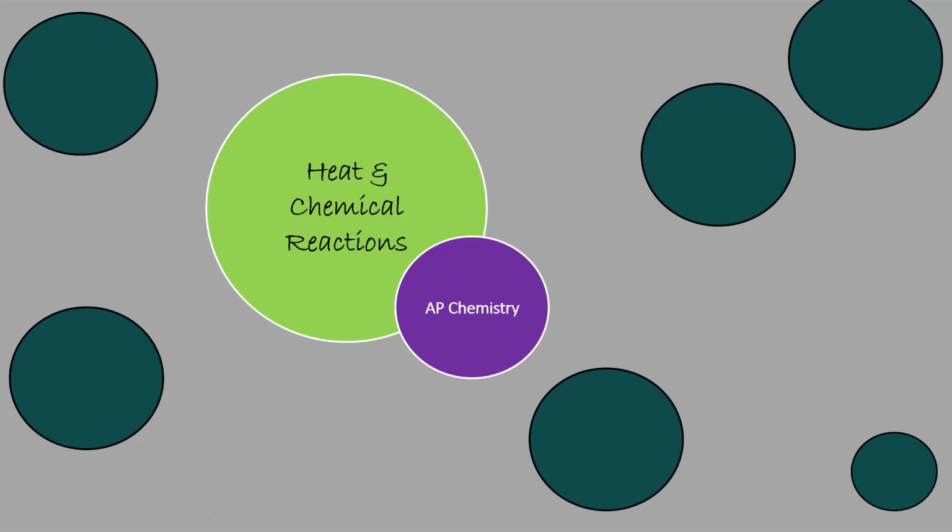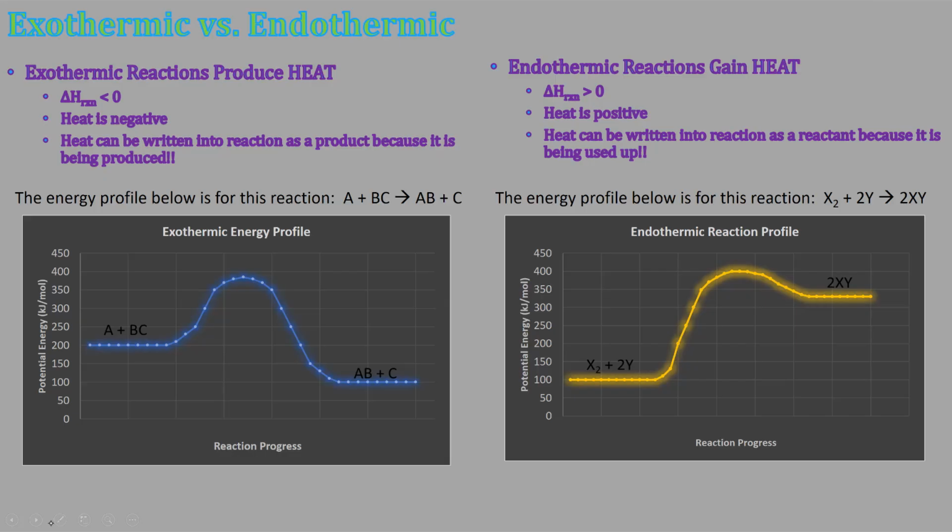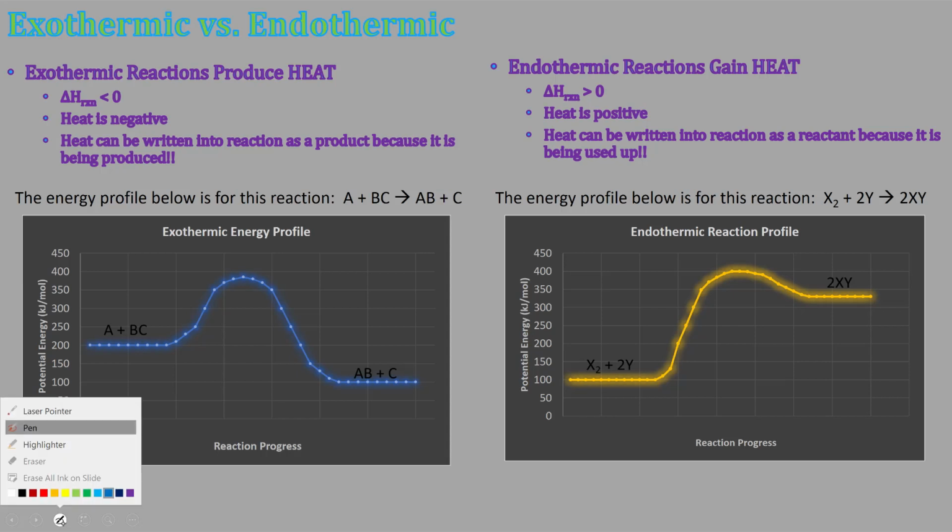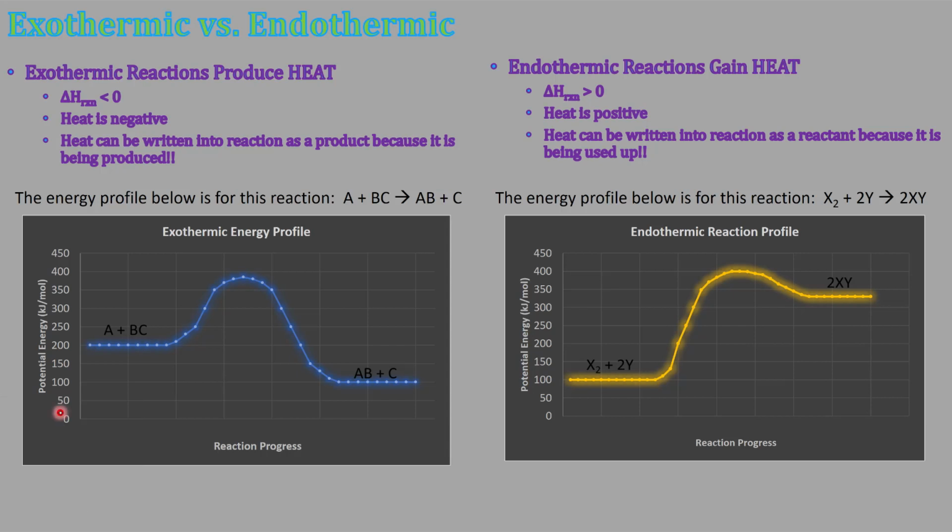Hey guys, so this video is going to be about heat and chemical reactions. It's basically stoichiometry with a heat element added. First, let's talk about heat and what that means. So heat can be exothermic or endothermic in a chemical reaction.